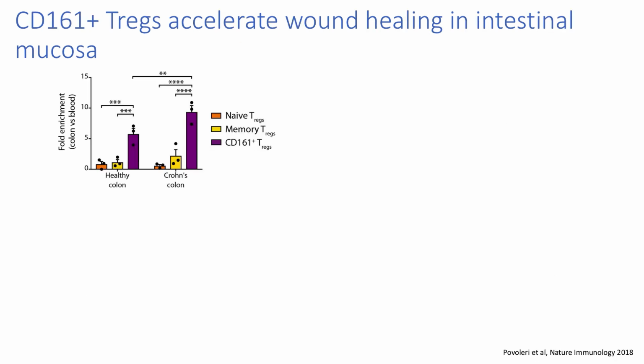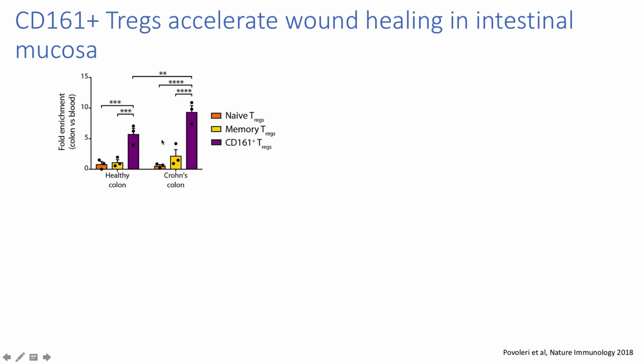So what we did initially was try to determine whether these cells might be important for wound healing in the gut. And the first thing we did was to determine whether these cells are enriched in biopsies taken from Crohn's disease patients. And indeed, what we found was not only that they were highly enriched in the colon of Crohn's disease patients, but also that in healthy controls they are quite enriched, suggesting that these cells might have a particular role in the maintenance of gut homeostasis.